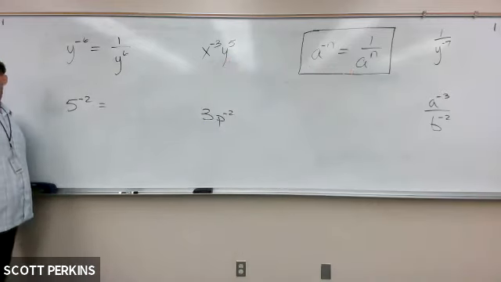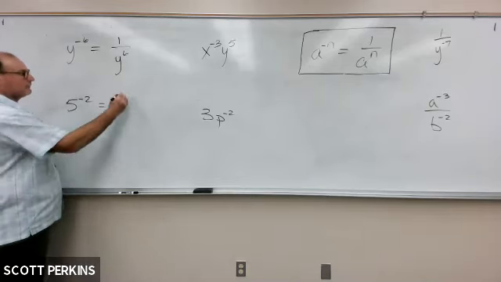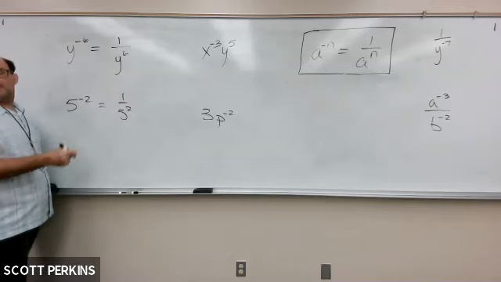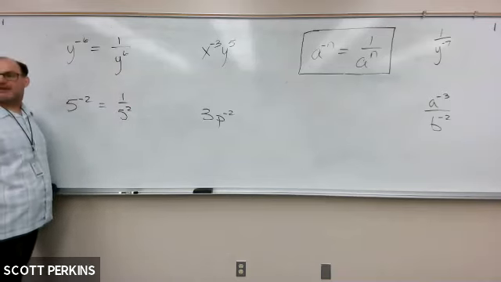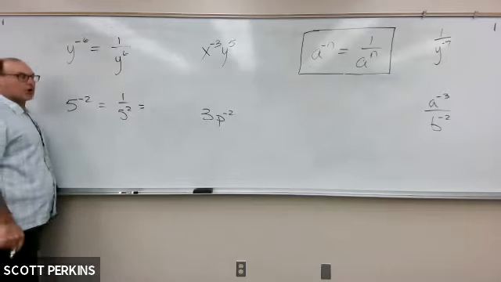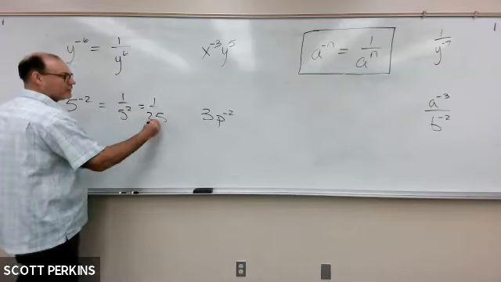5 to the negative 2, what does it become? 1 over 5 squared. Perfect. Love it. And that's fine for me. I'm golden with that. You don't have to do any more when you take the test on Monday. But on my math lab, when you do your homework over the weekend, they're going to want you to take the 5 seconds, 5 times 5, and make it 25.